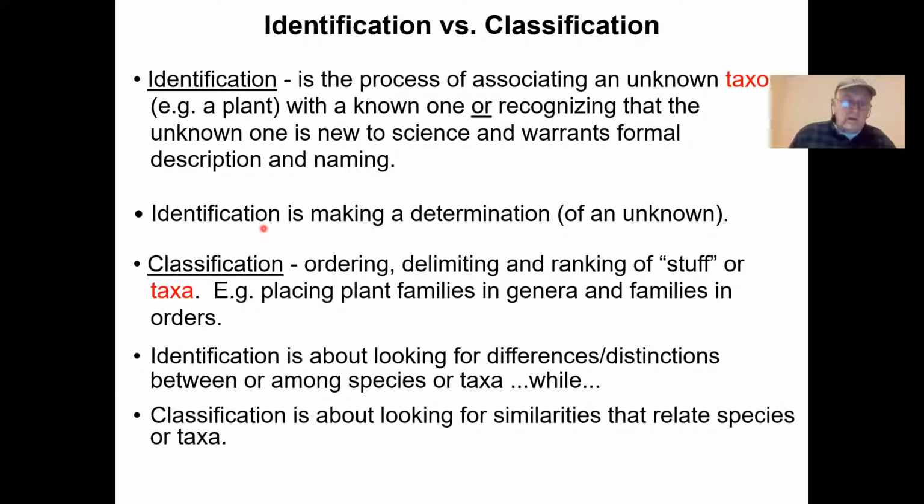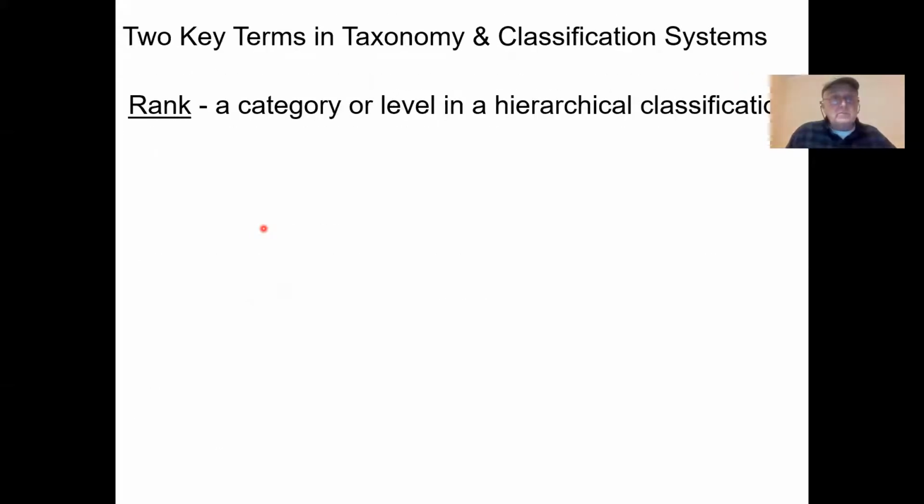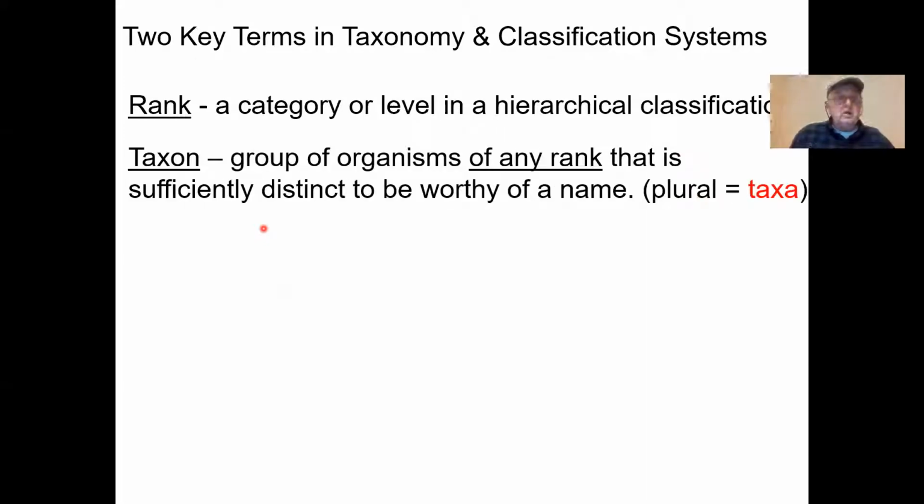But when you classify as opposed to identify, you're looking at similarities, and that's again back to what constitutes a good definition, like the definition I gave you of a tree. It both classifies a tree as a plant, but separates a tree from other plants. So a good definition does both classification and identification. If you can grasp that concept, that helps. Now, two key terms: taxon and category or rank.